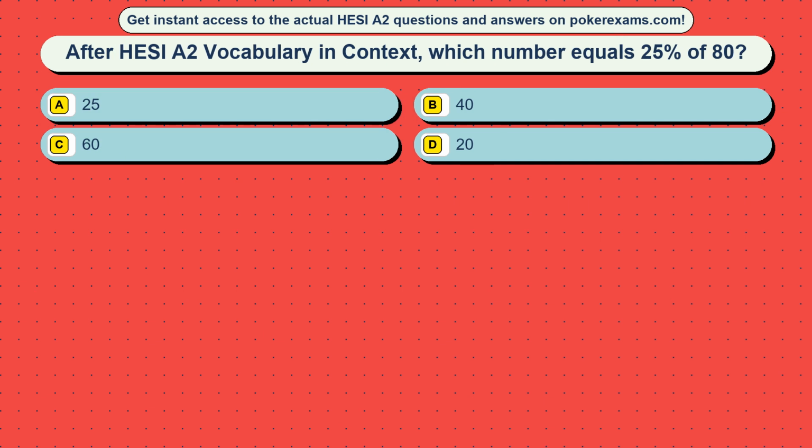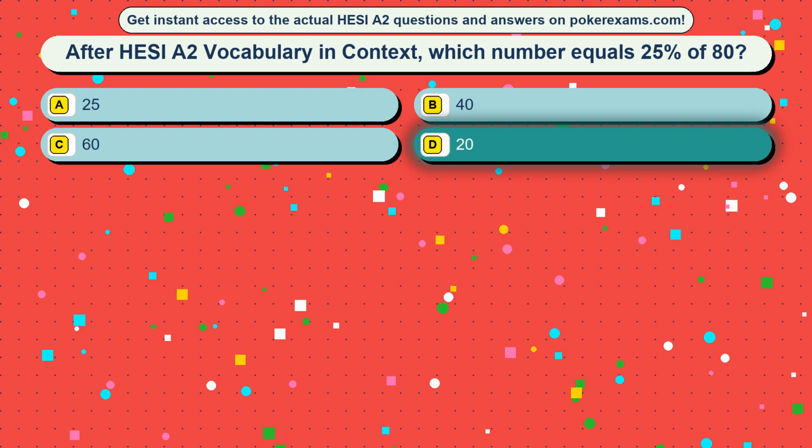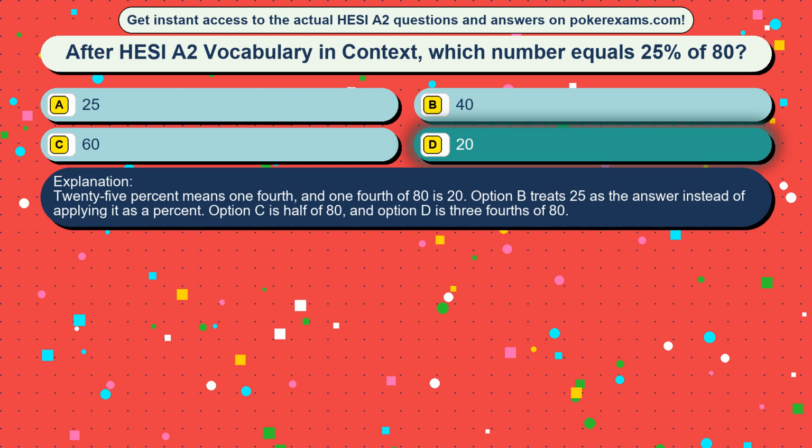Question 46. After HESI A2 vocabulary in context, which number equals 25% of 80? Option A, 25. Option B, 40. Option C, 60. Option D, 20. The correct answer is option D, 20. 25% means 1/4, and 1/4 of 80 is 20. Option A treats 25 as the answer instead of applying it as a percent. Option B is half of 80, and option C is 3/4 of 80.